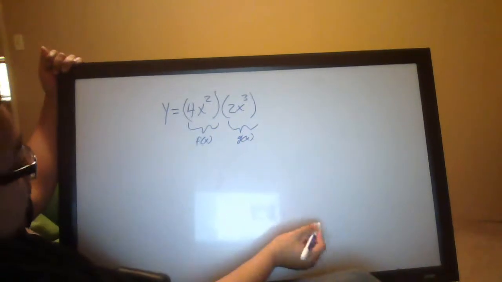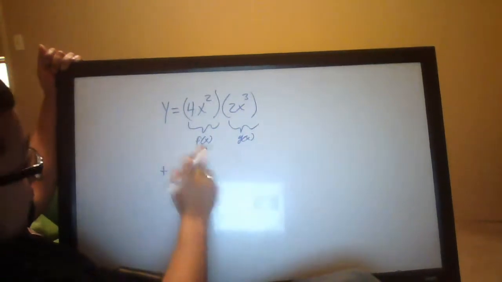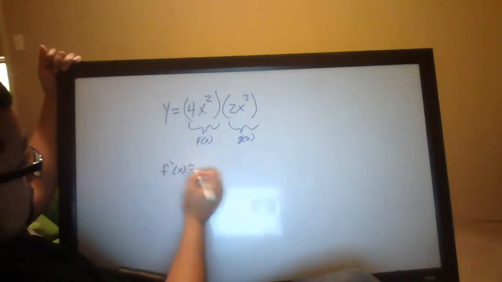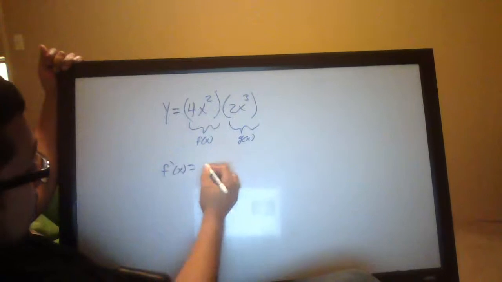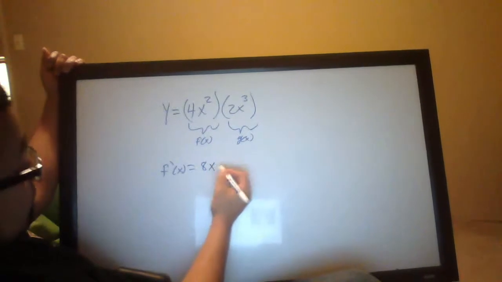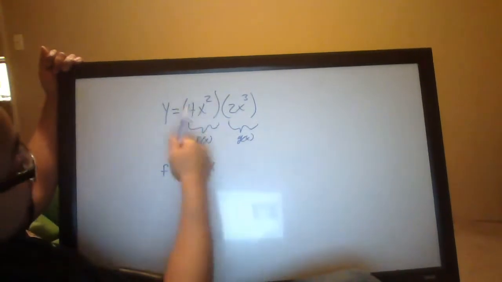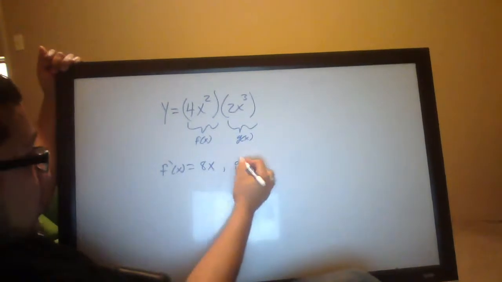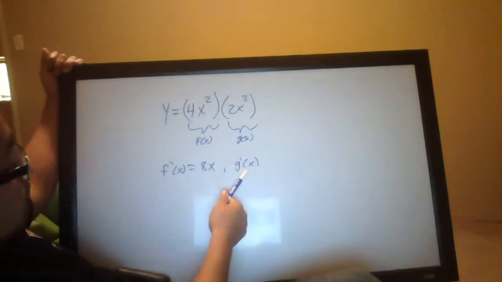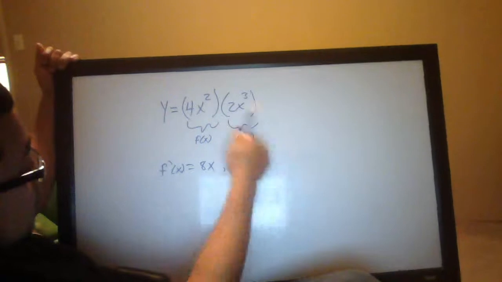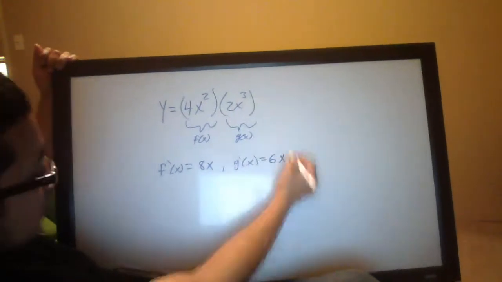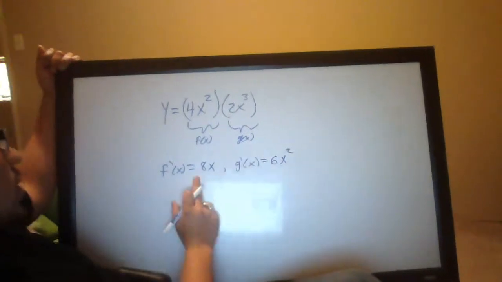Okay, so what is the derivative of f of x? The derivative of f of x is equal to 2 times 4 is 8. Write the variable, and now the exponent 2 minus 1 is 1, so 8x. And now what is the derivative of g of x? Well, it's 3 times 2, 6. Write the variable. Then the exponent 3 minus 1 is 2. So this is what that is.